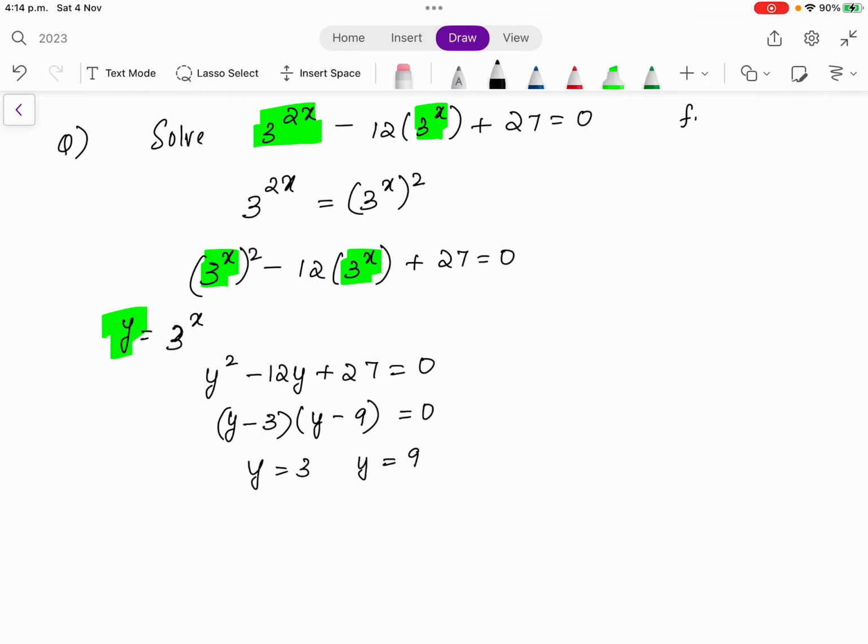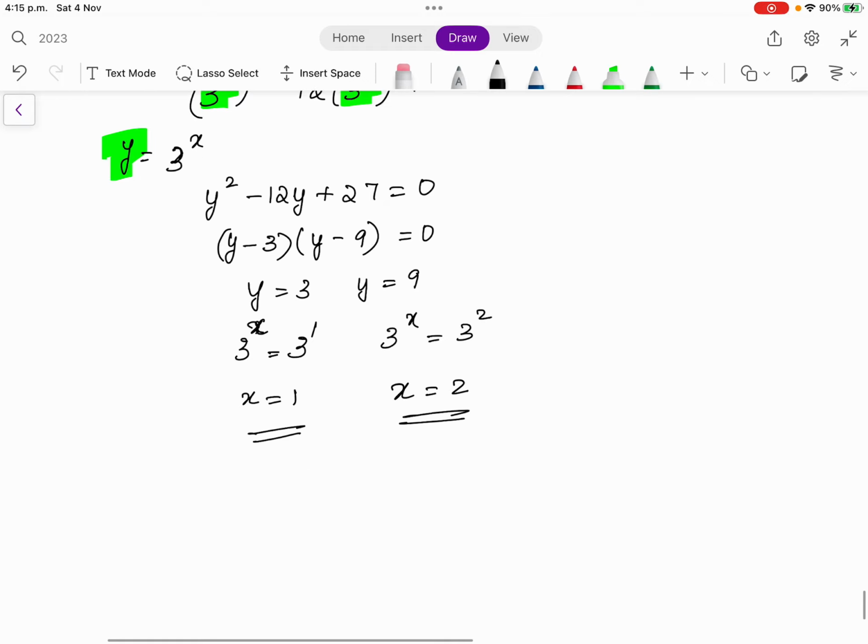Solving means find x. You have to find the variable which is given in the question. So if y is equal to 3, 3 to the power of x is equal to 3. So 3 to the power of x is equal to 3 to the power of 1, and x is equal to 1. And y is equal to 9 means 3 to the power of x is equal to 3 to the power of 2, and x is equal to 2. So this is how we solve the value.